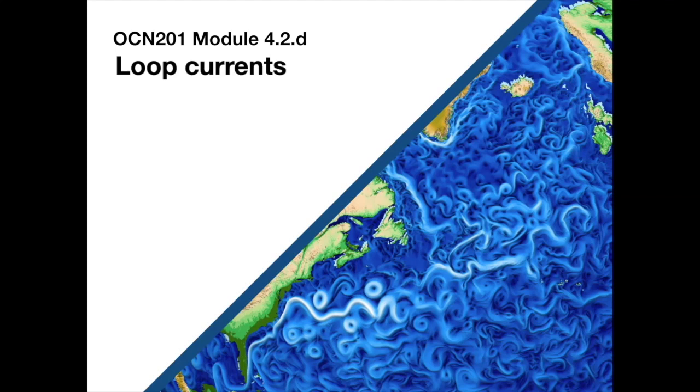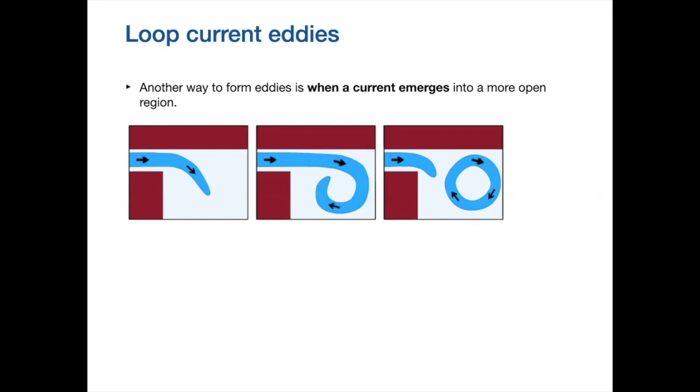The third type of mesoscale circulation we're going to talk about are loop currents and the eddies they can form. When a current emerges into a more open area of the ocean, it can begin meandering. And just like we saw with the boundary currents, a meandering flow can pinch off an eddy.